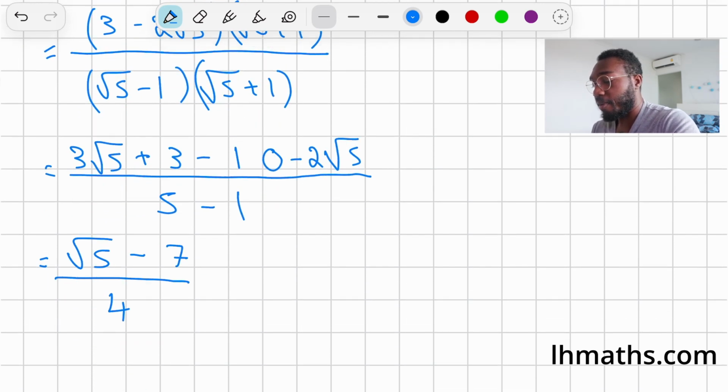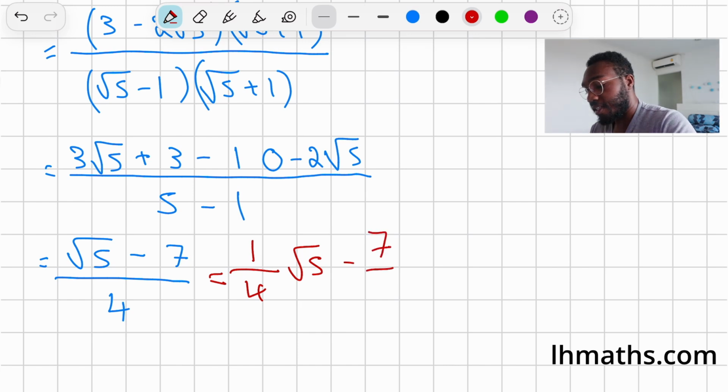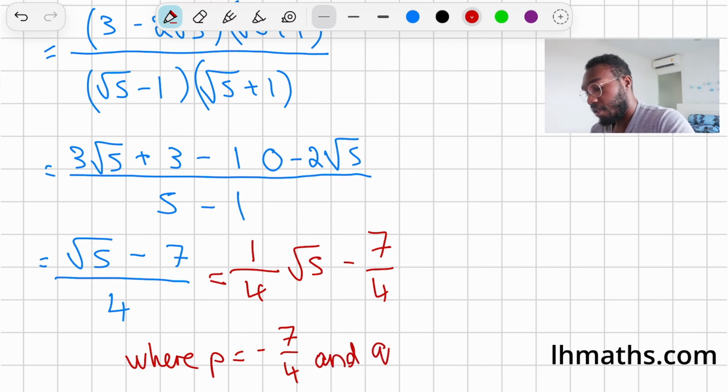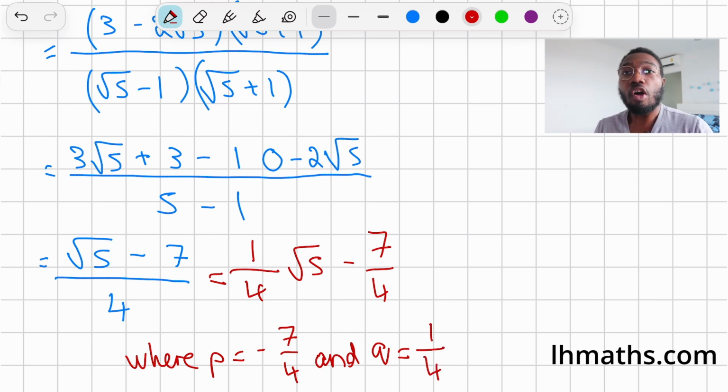Well, this may not look like it, but remember that p and q need to be rational numbers, okay? So they need to be rational numbers, then effectively this is the same as writing a quarter root 5 minus 7 over 4, where in this case p would be minus 7 over 4. That's still a rational number. And q would be just simply 1 over 4. So you can just leave your answer as 1 over 4 root 5 minus 7 over 4.